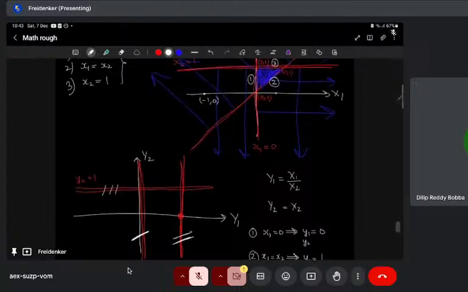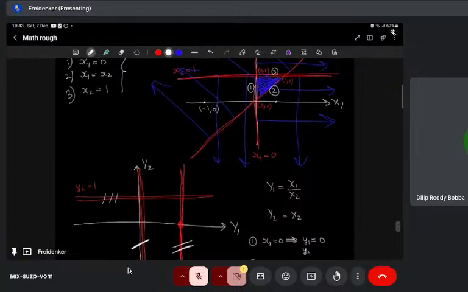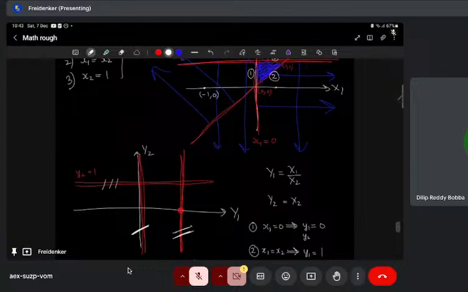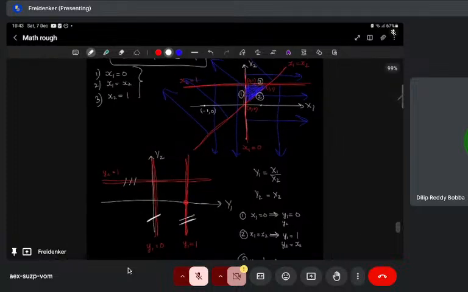So what does it mean? The first line in the x1 x2 plane got transformed and it came here. The second line, which is this x1 equal to x2, that got transformed into this straight line. And the third line, which is this one, I think it remained there itself. So we have this one.